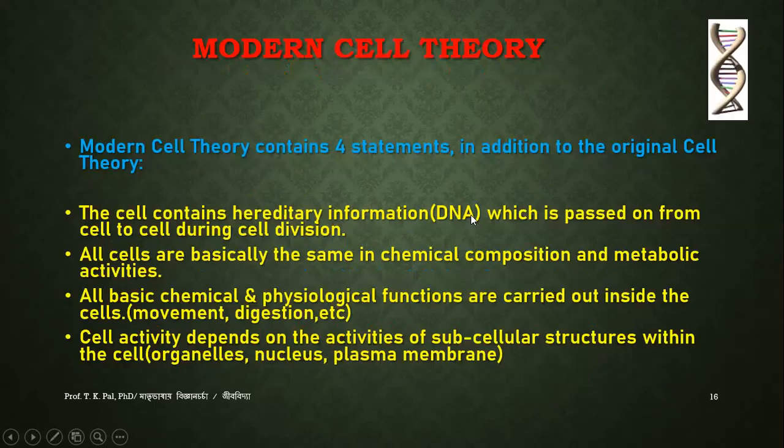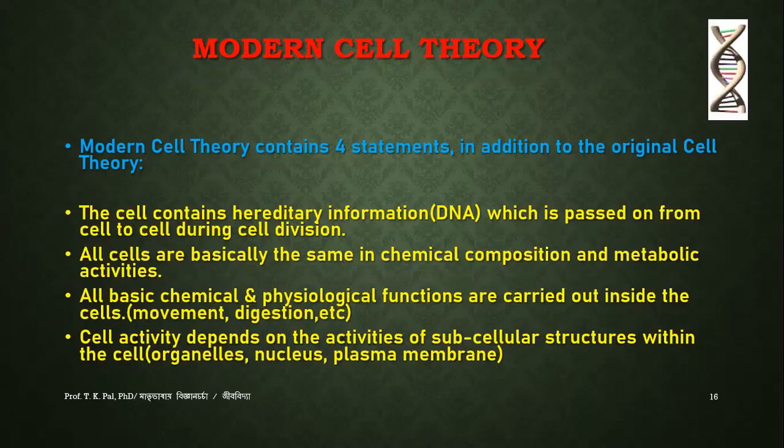These four are other statements: each and every cell has DNA. As I have discussed earlier, every cell passes its genetic information or characteristic features to the next cell by some hereditary molecule. We could say it would be DNA or RNA. So in this way, all contain hereditary information which is passed from one cell to another during cell division. In cell division, we have seen the chromosome is there. In this way, they would pass. Within the chromosome, we know DNA is present.